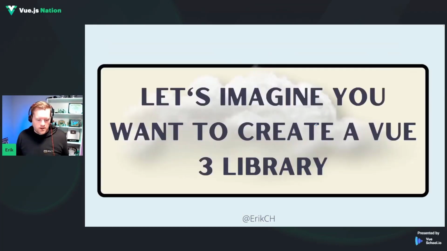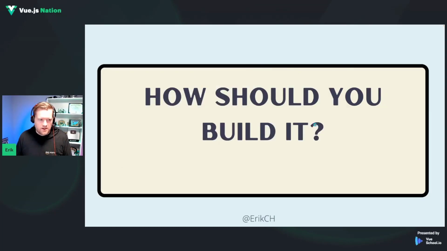All right. So think about this. Let's imagine you want to create a Vue 3 library. Now, how should you build it? Let's assume that you already have the UI. Maybe you have to build it for your company or for a special project. But what are the pieces? What are the things that you would need to do it? And I think we've seen from previous speakers today and yesterday that there's a lot to this.